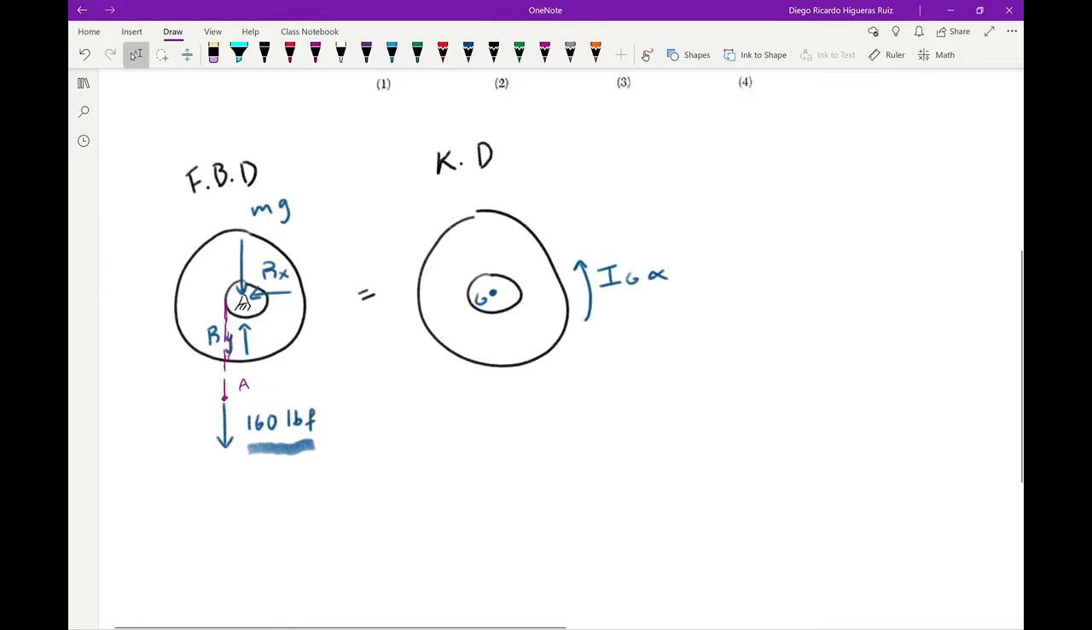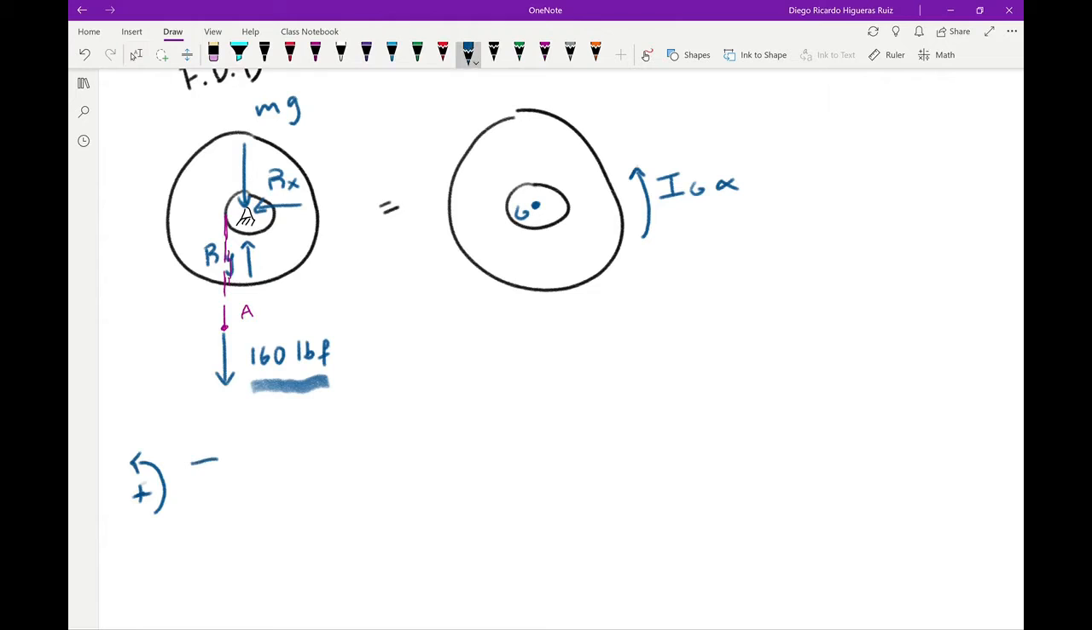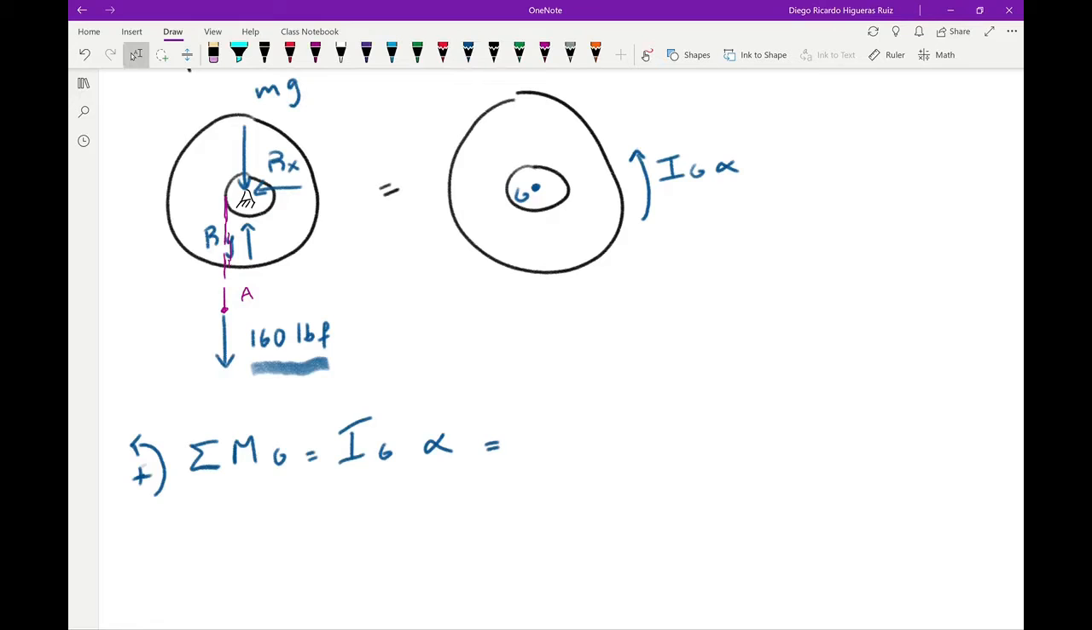Now I'm going to write the equation of motion for the moment: the summation of moments at point G equals I_G times alpha. That's all I need to do. So let's solve for this. The only force creating a moment here is the 160 pounds force.